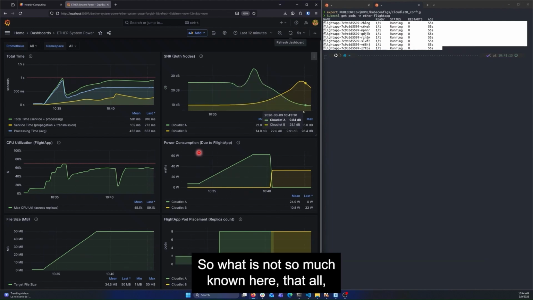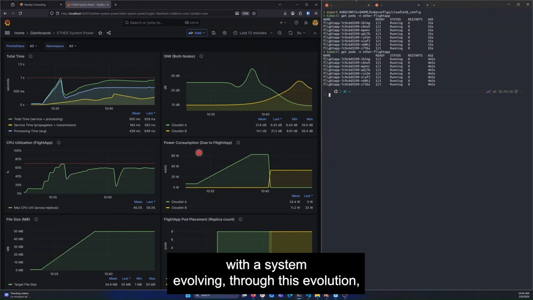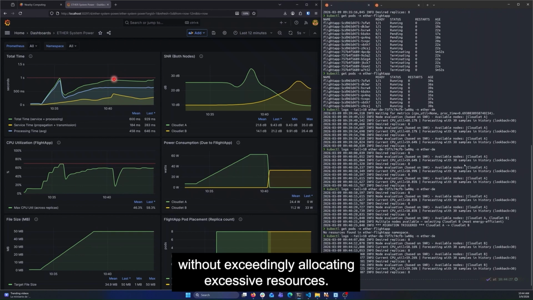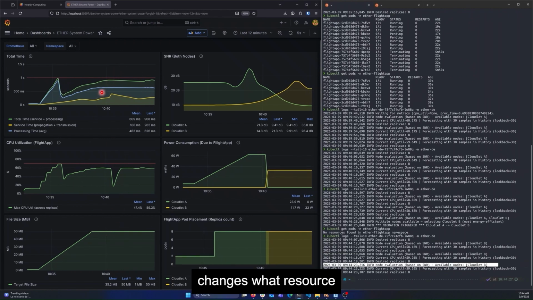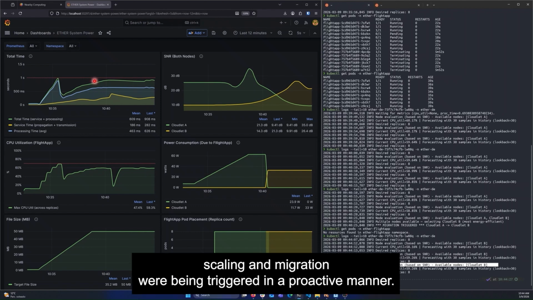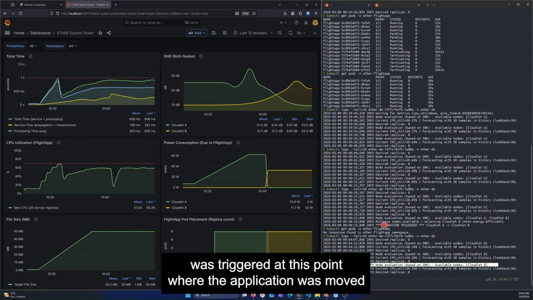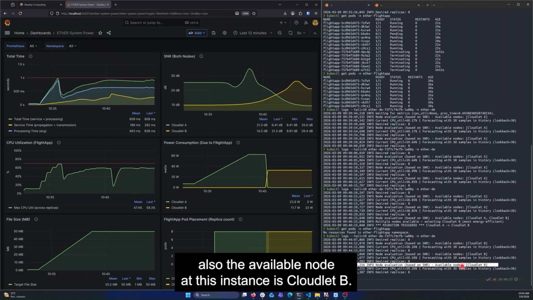What is noticeable here is that, with the system evolving, we were able to maintain the response time within a given bound without allocating excessive resources. And these changes, both resource scaling and migration, were being triggered in a proactive manner. For instance, here we can see that the migration was triggered at this point, where the application was moved from Cloudlet A to Cloudlet B, where we see also the available node at this instant is Cloudlet B.